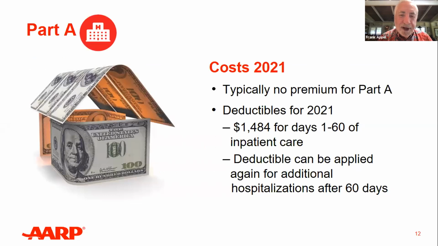Okay. There is a deductible for Part A, and this year it is $1,484 for the first 60 days of inpatient care. If you've been out of the hospital for 60 days and you're admitted again, the deductible applies again. It's not an annual deductible, it's a deductible for every 60 days. So that can add up if you're hospitalized more than once. Okay, now next slide.